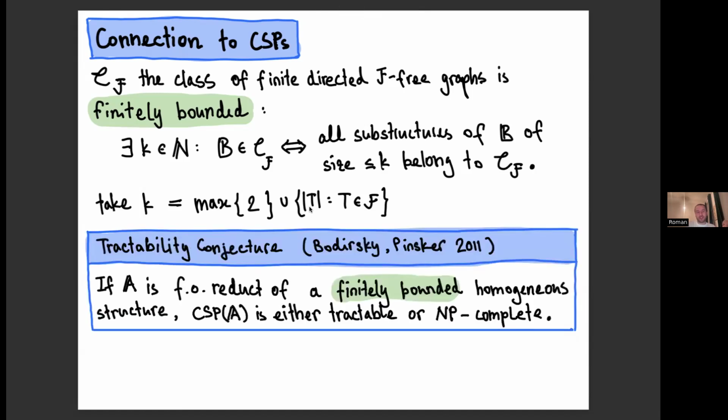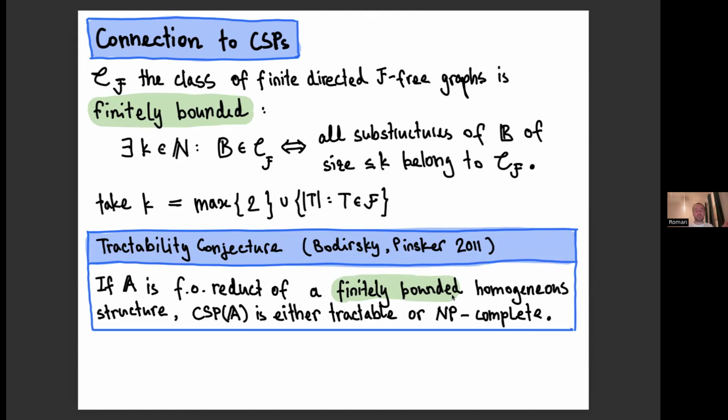Why do I mention that? Well, there's this so-called tractability conjecture, which was first formulated by Manuel Bodirsky and Michael Pinsker in 2011, which claims that if A is a first order reduct of a finitely bounded homogeneous structure, where a homogeneous structure is finitely bounded if and only if the class of its finite substructures is finitely bounded.